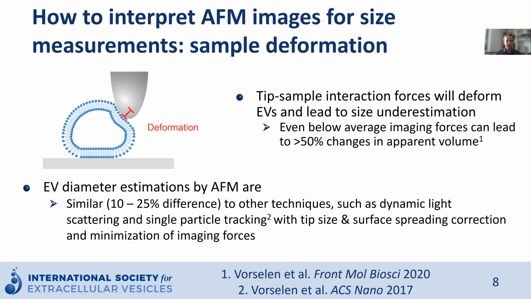Together, without the tip size and surface spreading corrections and minimization of imaging forces, EV size measurements using AFM more reflect an order of magnitude estimate than a precise measurement. However, if you take proper care, size measurements can be far more accurate and give sample averages within 10 to 20% of those obtained using different techniques, using, for example, dynamic light scattering for the size determination of vesicles.